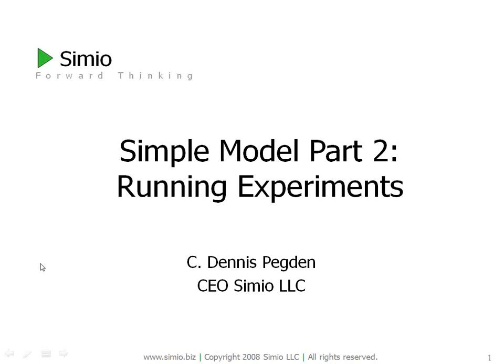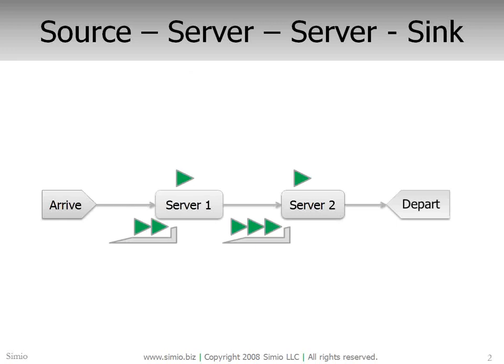The model we built in the first tutorial was a simple two-server flow line. So we have entities arrive here, go to the first server, get processed one at a time, wait in this buffer space if necessary. Then once they're processed here, they go to the second server, again processed one at a time with this buffer space for any waiting entities. Once the job completes at server 2, the entity departs the system.